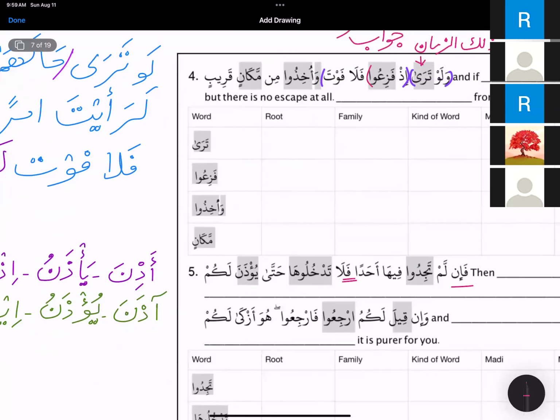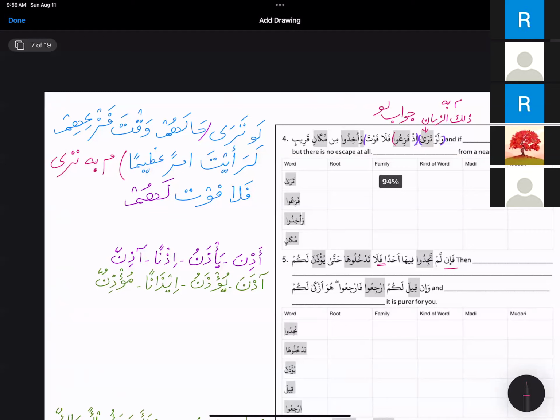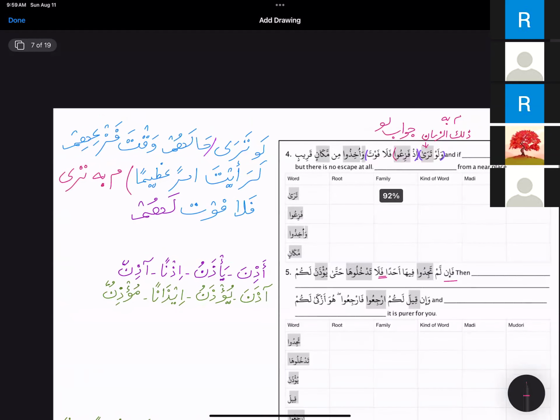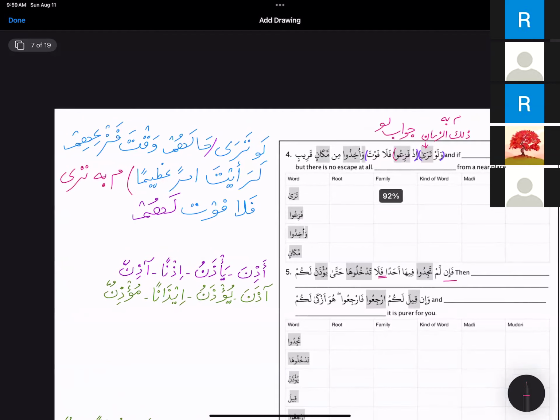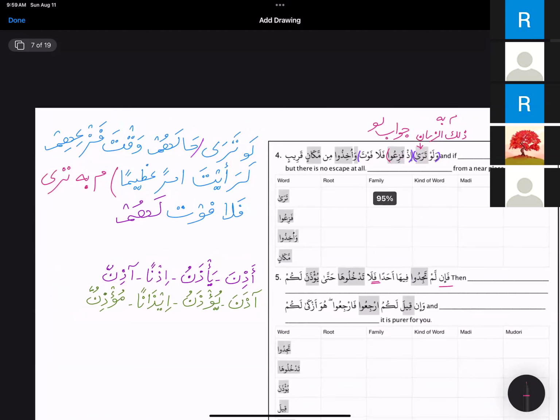So over here, is fazi'u is maf'ul hal. No, this is the jawab. Harf al-jawab. Is fazi'u is the jawab of law.